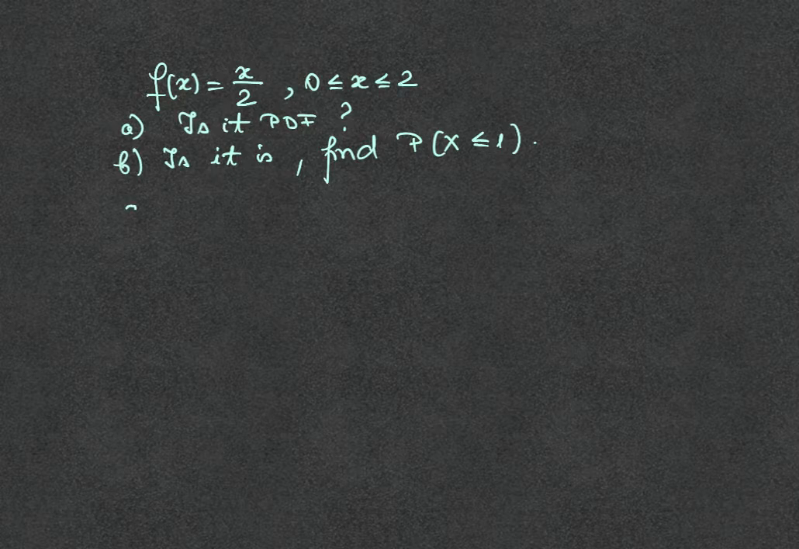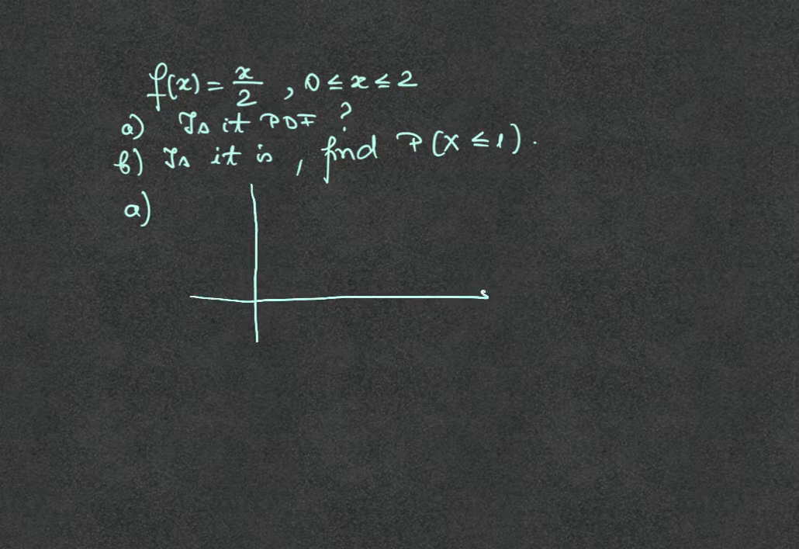A. Is it a probability density function? f of x equals x over 2. Well, being a simple function, I know its graph, so let me graph it. y equals x over 2. It's a line going through the origin with a gradient of 1 over 2, and is defined between 0 and 2.